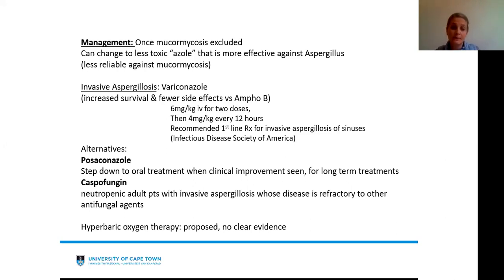For invasive aspergillosis, you can use voriconazole. There have been studies that show increased survival and fewer side effects versus amphotericin B. And that's a recommended dosage if you're going to use voriconazole. There are other alternatives like posaconazole, and this allows you to step down to oral treatment once clinical improvement is seen, and it is useful for long-term treatment. They also mentioned caspofungin. This is an option in your neutropenic adult patients that have invasive aspergillosis whose disease is refractory to other antifungal agents. And then there is a mention of hyperbaric oxygen therapy, which has been proposed, but there's no clear evidence for that.